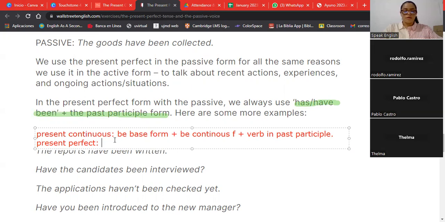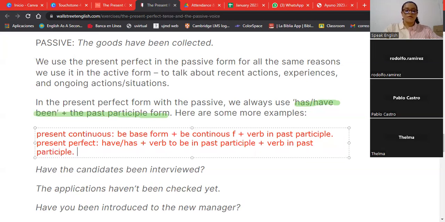The verb have. Only have? No, just have to. Has. Okay, we have has. Plus? Yes, but this is the verb to be in past participle. Very good. Verb to be in past participle plus the main verb in past participle. Very good. Okay.